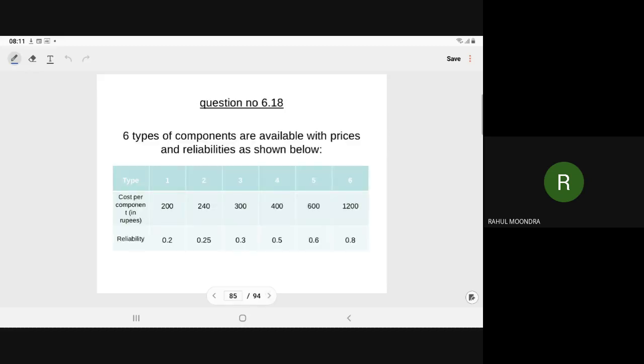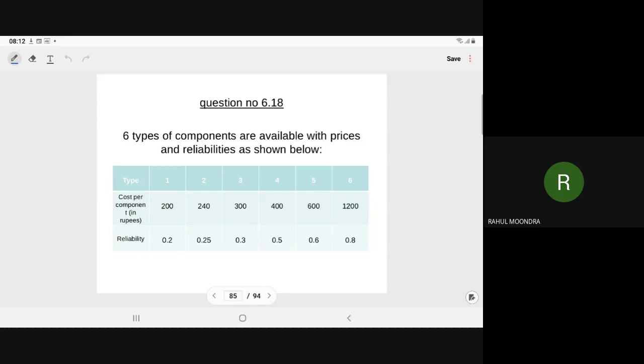Now this is an important question from your book. Six types of components are available with prices and reliability as shown below. So we have six different types of components. Let us suppose component 1, 2, 3, 4, 5, 6 are the types, and their unit costs are given to you: rupees 200, rupees 240, rupees 300, rupees 400, rupees 600, and rupees 1200.